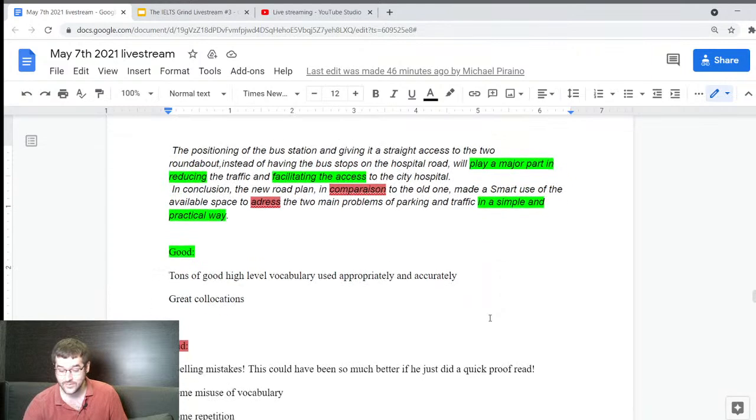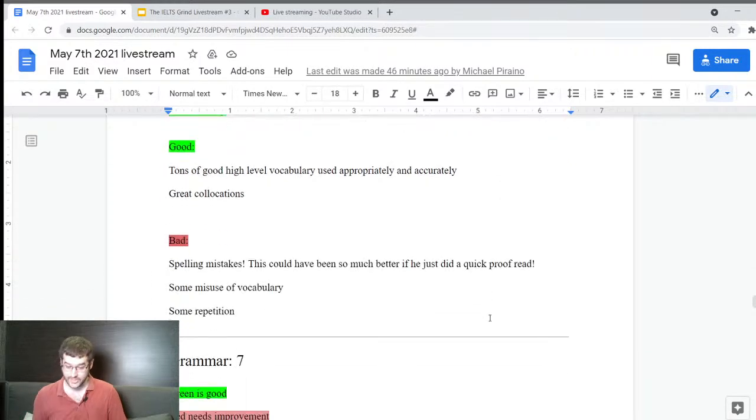Tons of high-level, appropriately used vocabulary, great collocations, bad problems, some spelling, some repetition. If he had just done a proofread, he might have been a lot closer to an 8 than he was. Proofread your work beforehand. When you're training for the IELTS exam, make sure that you are practicing planning, writing, and proofreading in 15 minutes. That's what you should be working on.